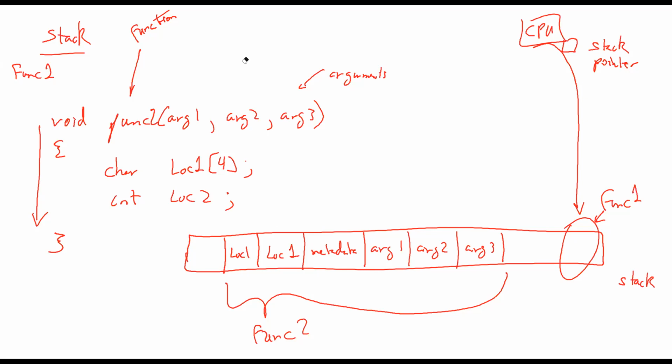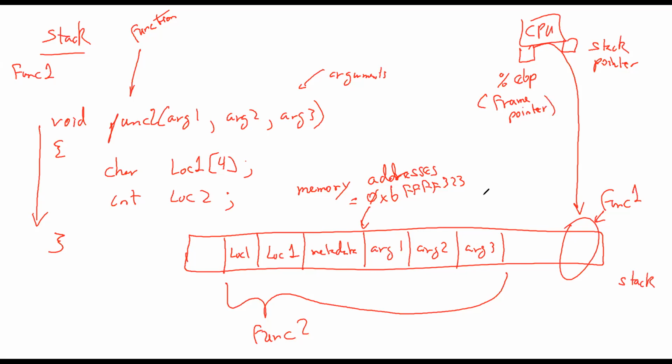Now, remember that an important way of thinking about this is that the memory is associated with memory addresses. So you have memory addresses here, and for instance, they look like this: 0xbffff323, hexadecimal. That's basically the address there. So I keep talking about registers here. The CPU has a register called EBP, which can also be known as the frame pointer. And the frame pointer is basically pointing to that frame or to the other frame, okay?